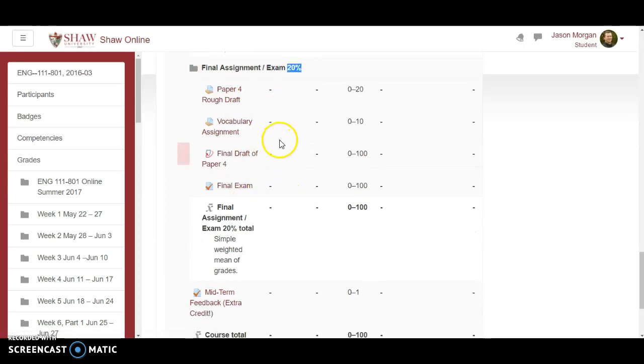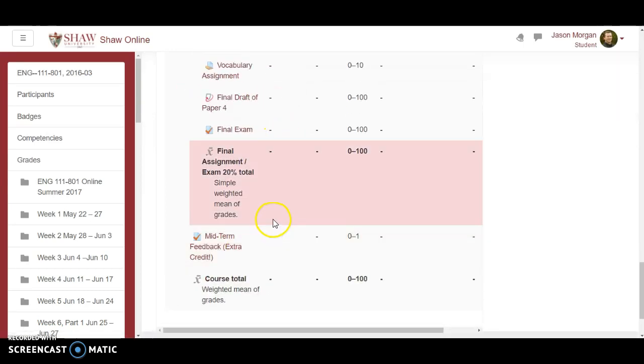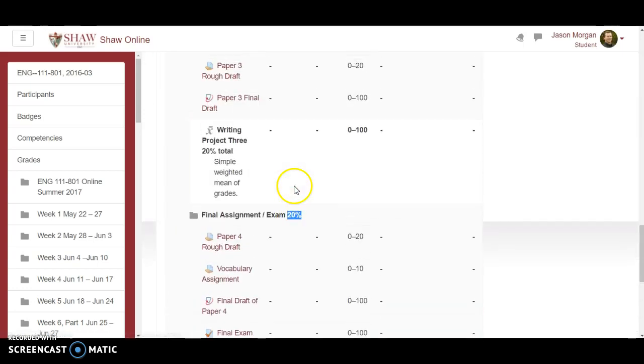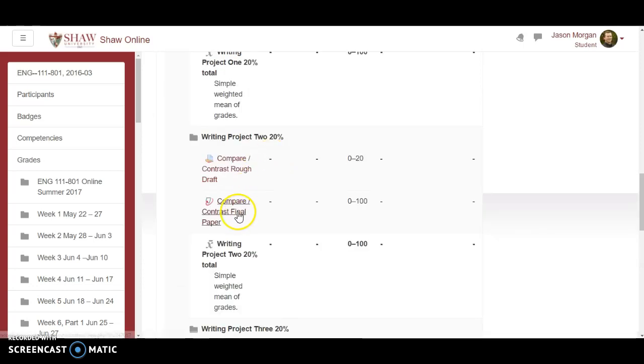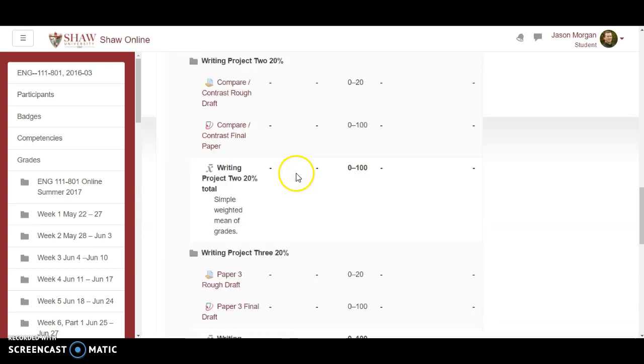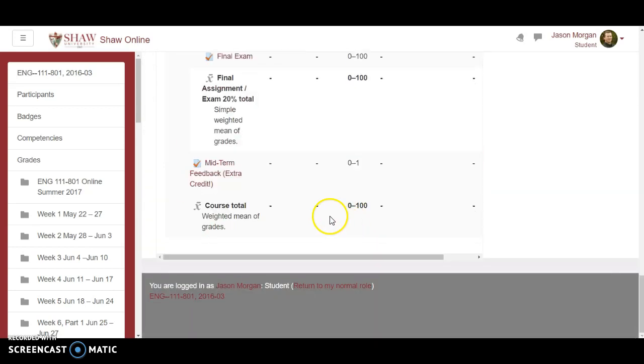That's 20% of your grade. And you do get feedback, extra credit. So if you did this one, the feedback, the extra credit would have been put into either writing project 2 or writing project 1. Again, I would have added 10 points to your overall final draft if you did that. So your overall grade will be down here.